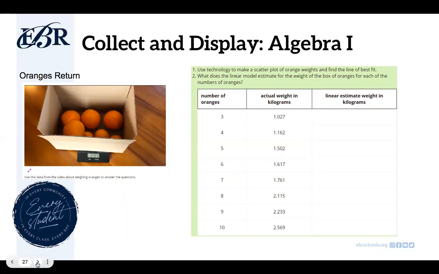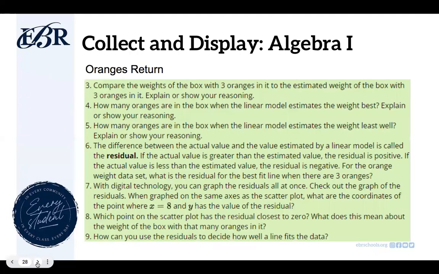And as you can see here, there are a couple of directions for things that students are going to have to do to complete this task. There's reference specifically to what the linear model estimates for the weight of the box of oranges for each of the numbers of oranges. So they've got a table to fill out, and then they've got some more tasks that are related to this.